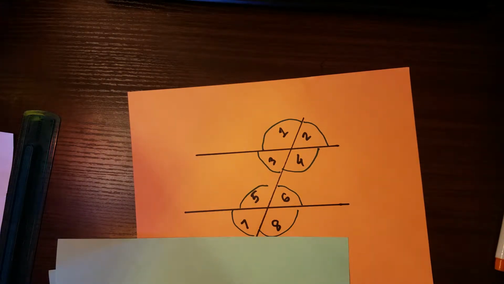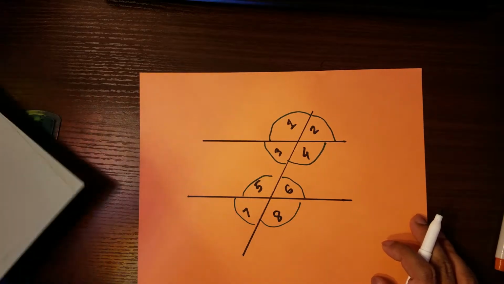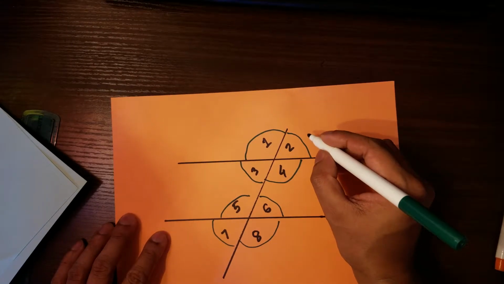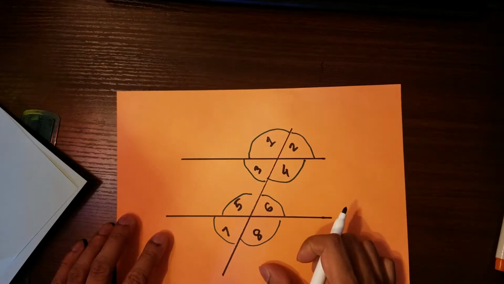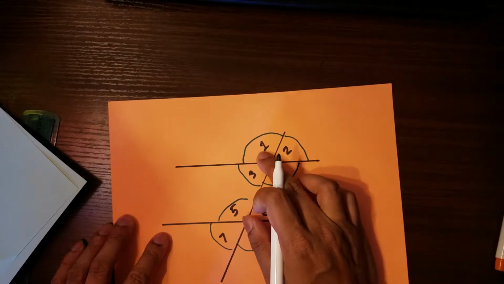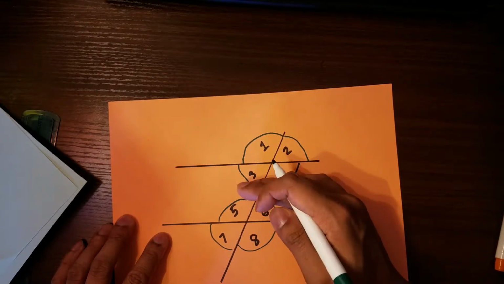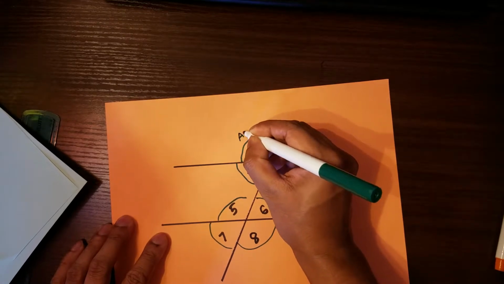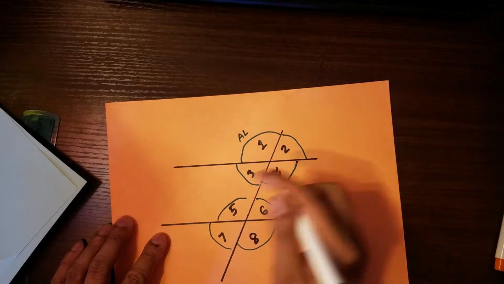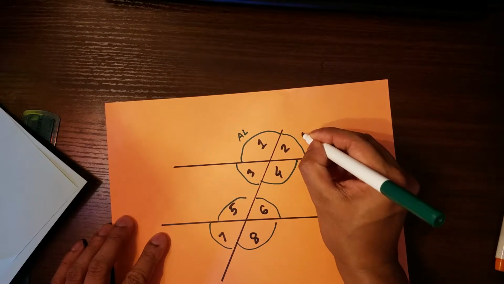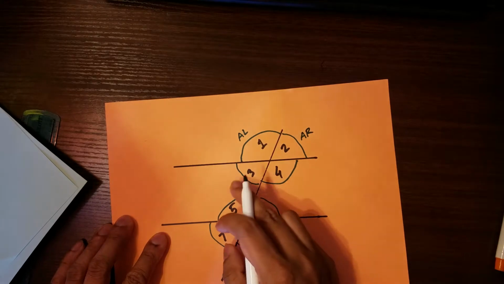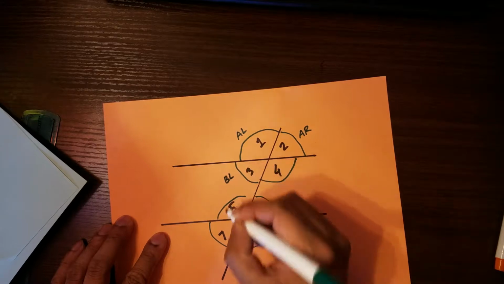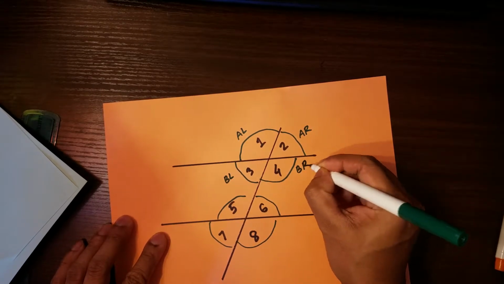Next we're going to look at corresponding angles. Very important. Before we start, people always get confused about how to find corresponding angles. So we're going to mark the position of these angles. If we look at angle 1, where is the position? It is above the parallel line and left of the line, so we're going to mark it as AL, above and left. This one is above but right of the line, so we mark it AR. Angle 3 is below the line and left of the line, so we mark it BL. This is going to be BR.